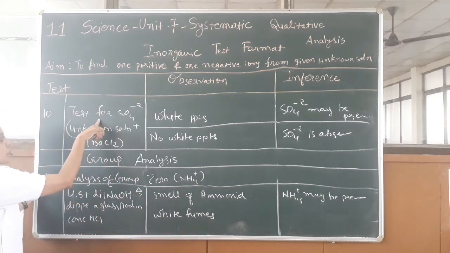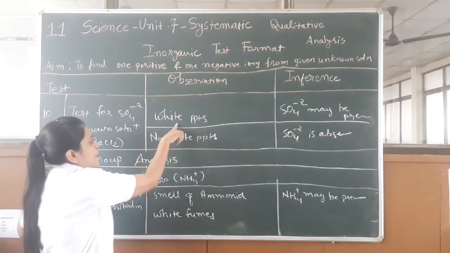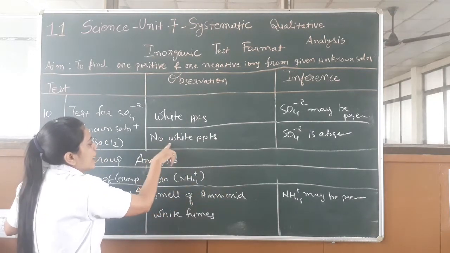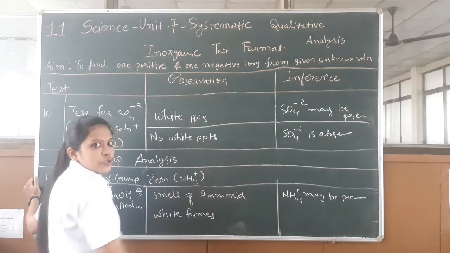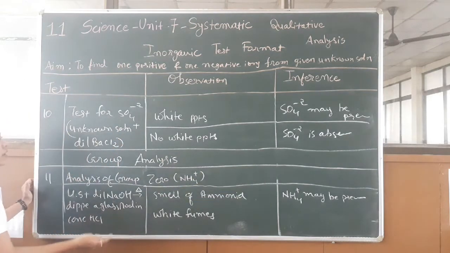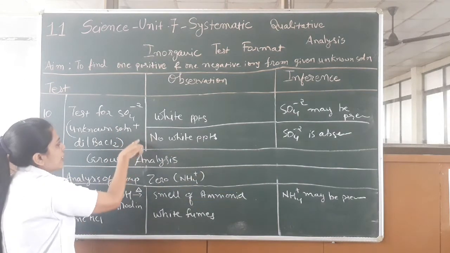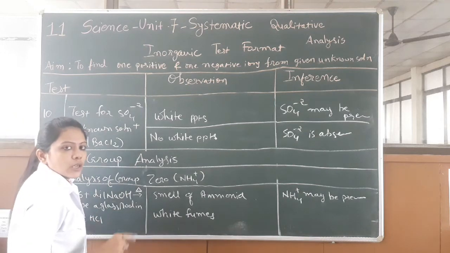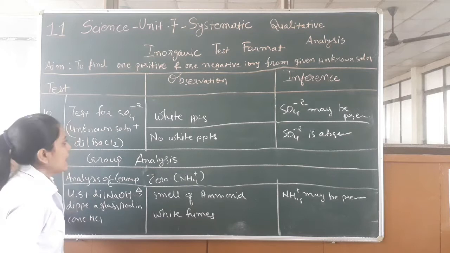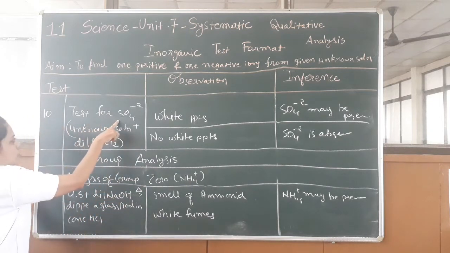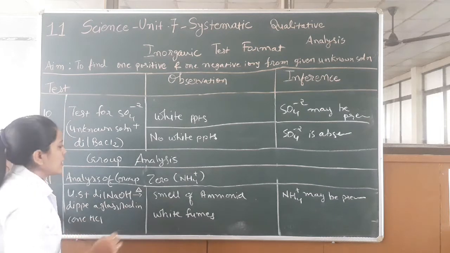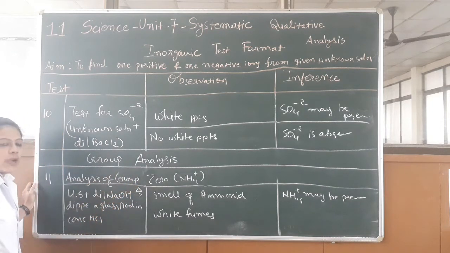In the SO4 2- test, if white precipitates, SO4 2- is present. If not, you have to write no white precipitates, SO4 2- is absent. So here negative ions have three tests: the dilute H2SO4 test, the concentrated H2SO4 test, and the third one for SO4 2-. Now let's move to the positive ions.